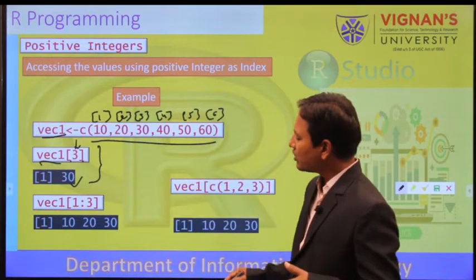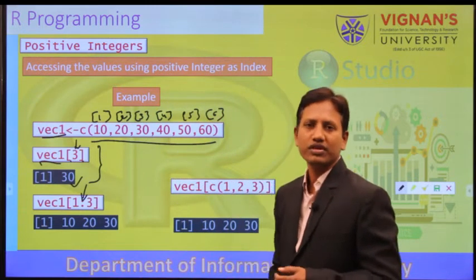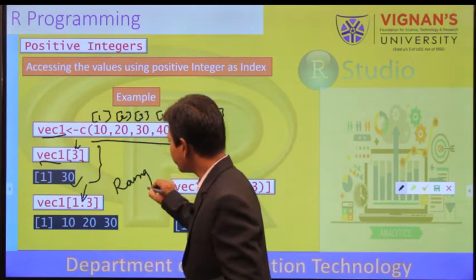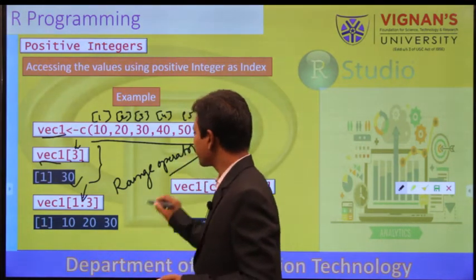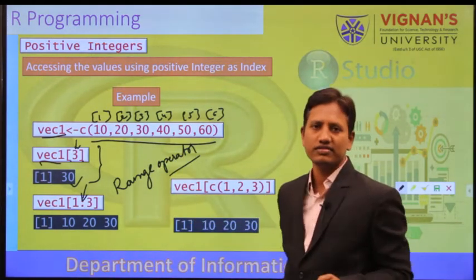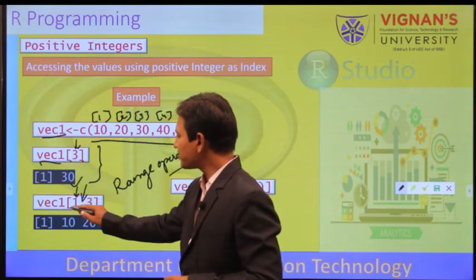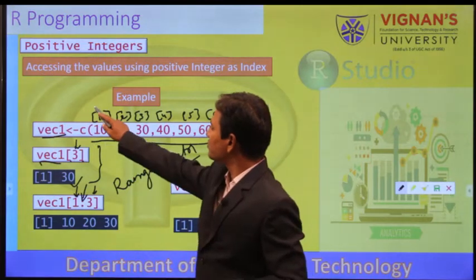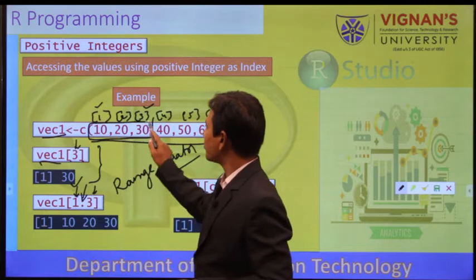And further I can use a colon operator. This is a range operator, which tells us what is the starting index and what is the ending index. So here in our case we are starting with the first index and we are ending with the third index. So first to third. So 3 values, all these values are selected.